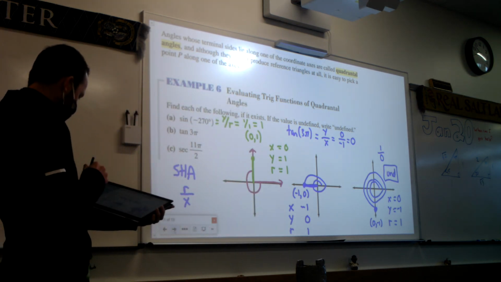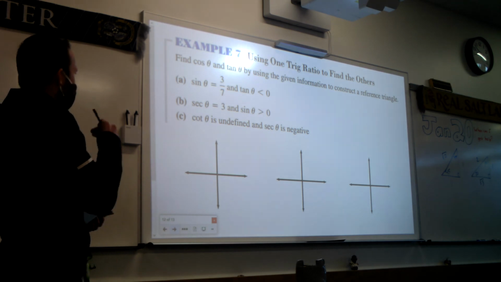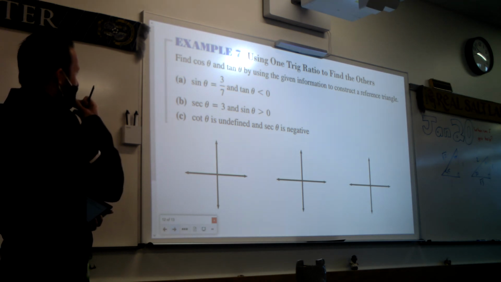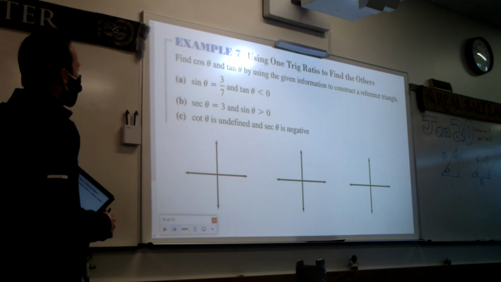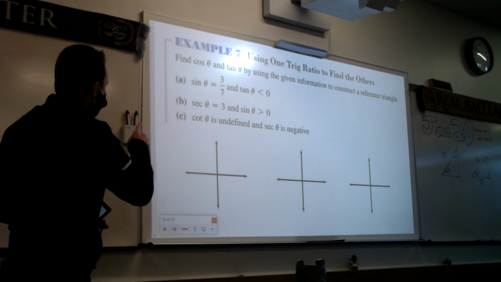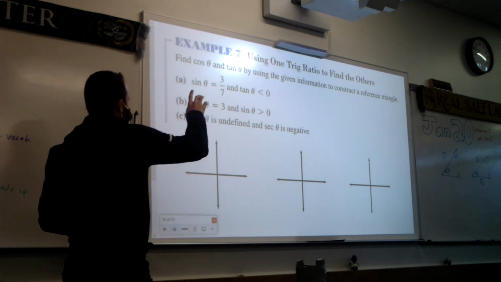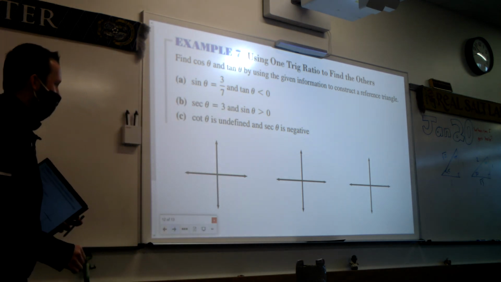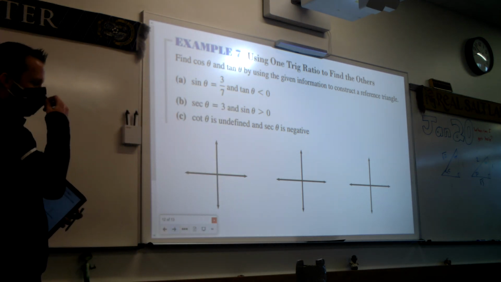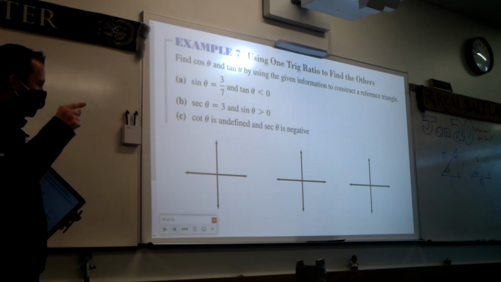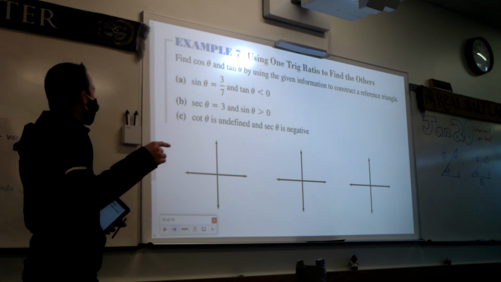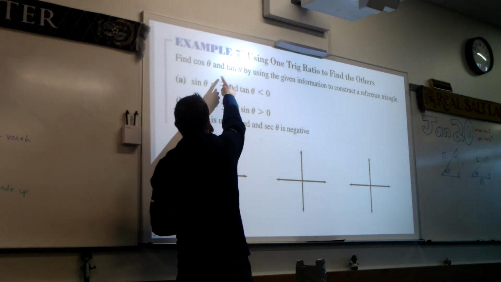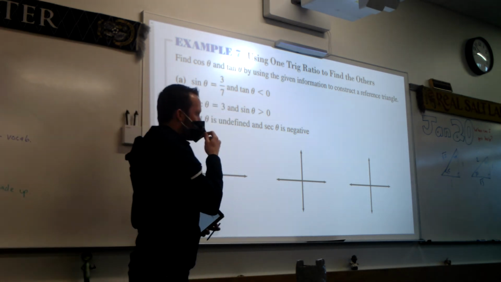Alright, last page here. We're just going to do a couple, maybe 1 or 2 from here. But the idea on this one is good, okay? So, let me just do it. Sine of theta is 3 over 7, and tangent of theta is less than 0. So, I need you guys to think. Sine uses which sides? Opposite over hypotenuse. Now, I'm told that the opposite is positive and the hypotenuse is positive.